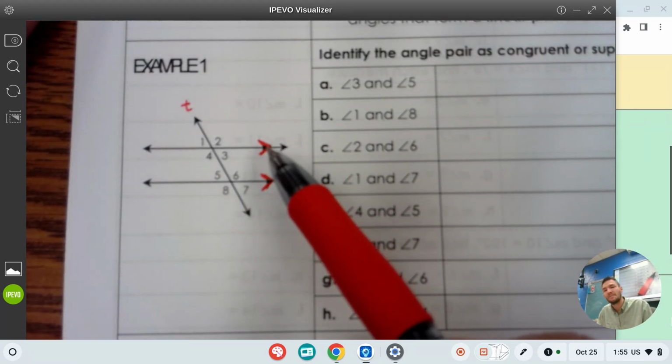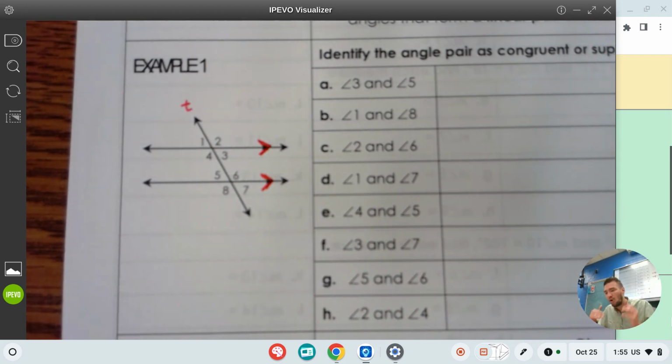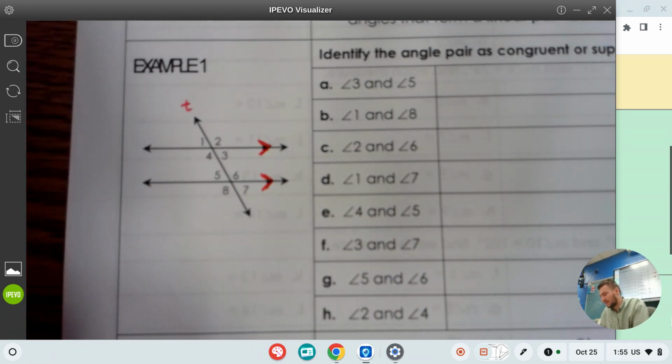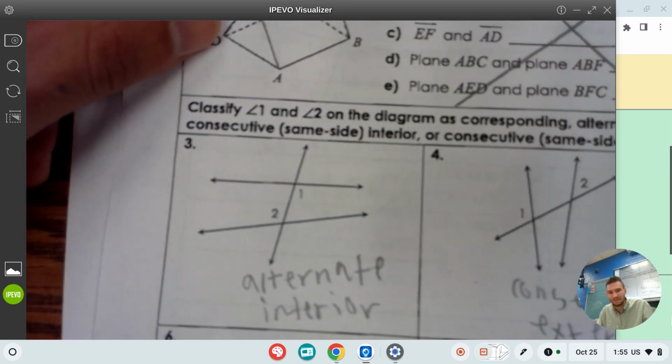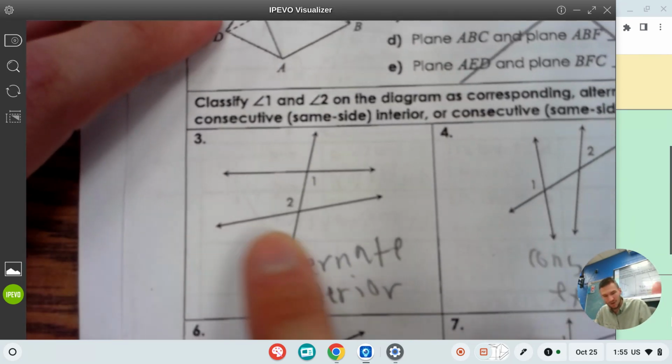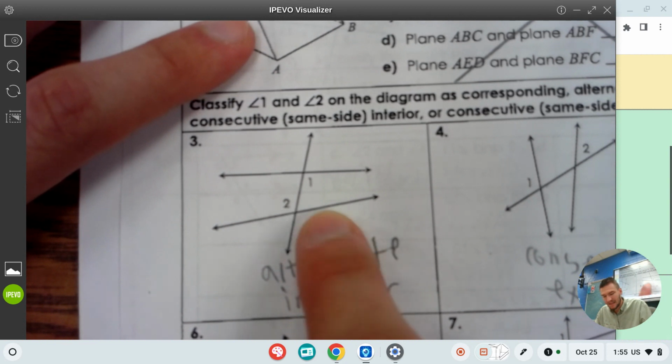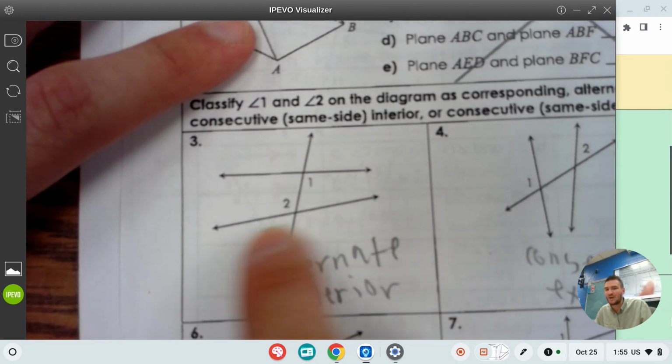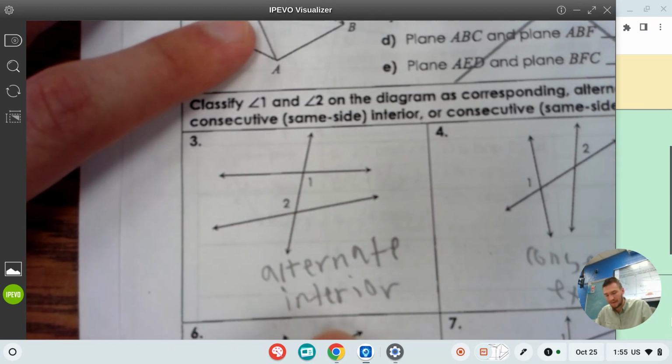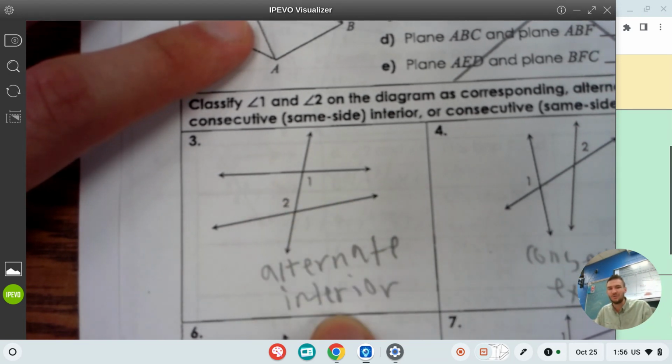Because these are parallel, and only if they are parallel, I'll show you an example. This was from yesterday, right? Alternate interior, nice job. These two lines are not parallel. So this is the best that we can do. You can sharpen if you need. This is the best we can do. We can just say what they're called, okay?